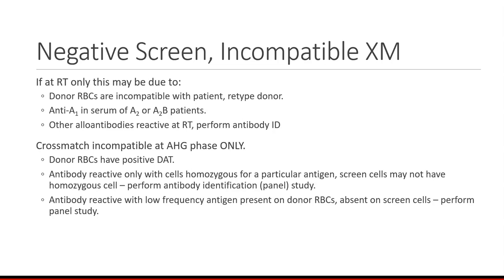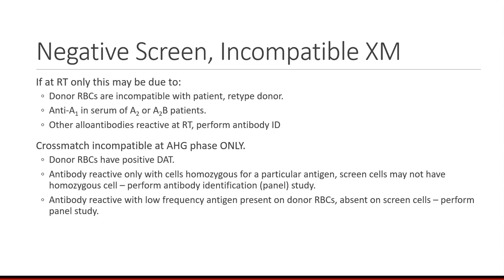So if they are an A2 or A2B person, and they have anti-A1, you will get agglutination at immediate spin with the A1 cells. So you want to go down that path of resolving an ABO incompatibility. Or you may have other alloantibodies which are reactive at room temperature only. So you want to perform an antibody ID. So again, those are causes at room temperature.